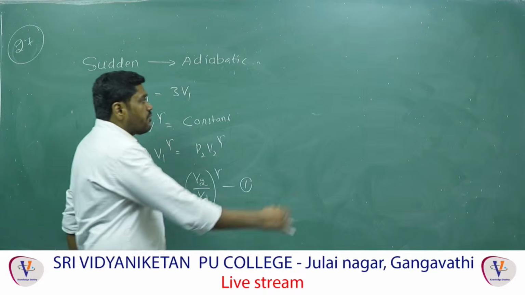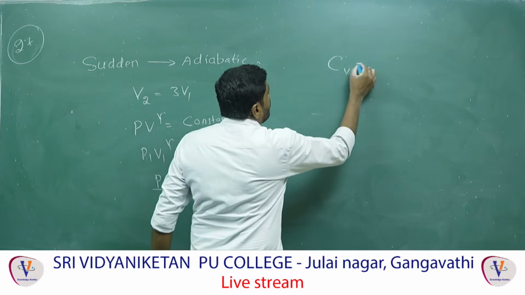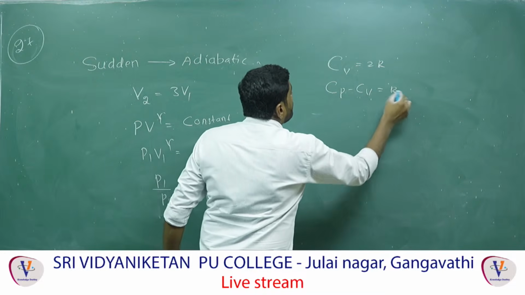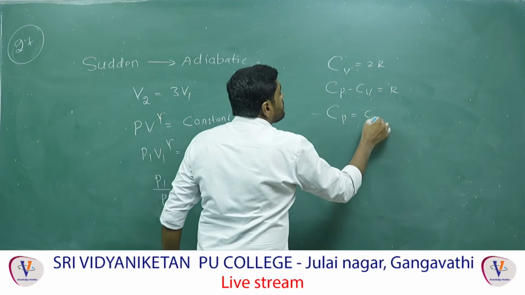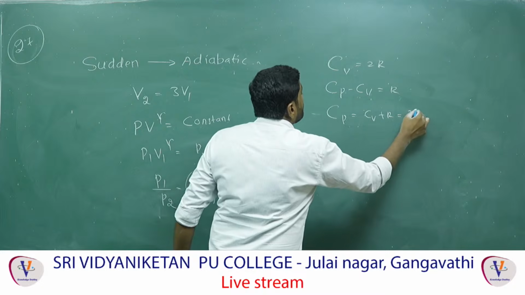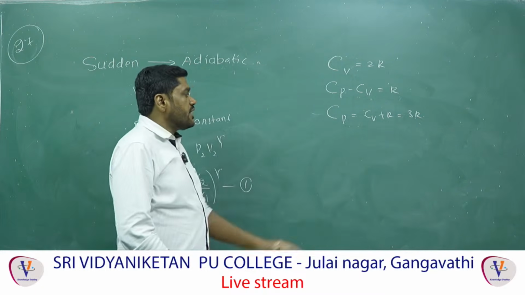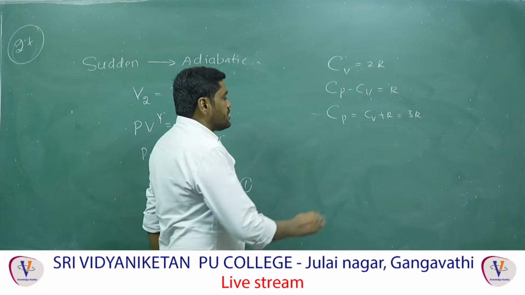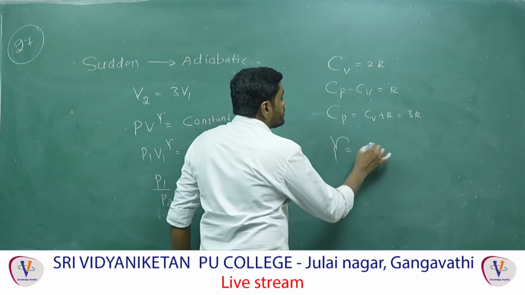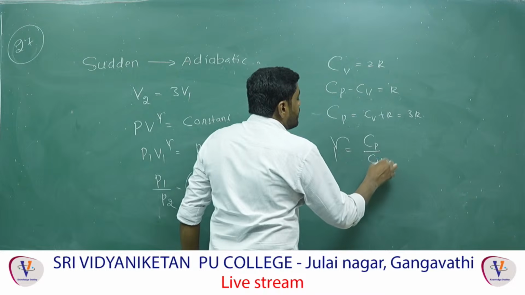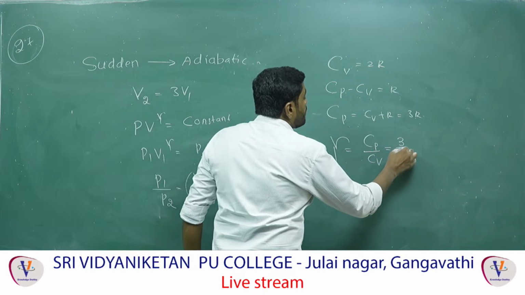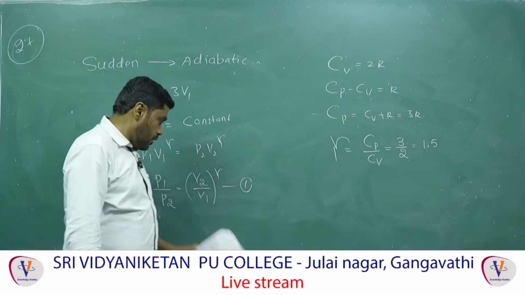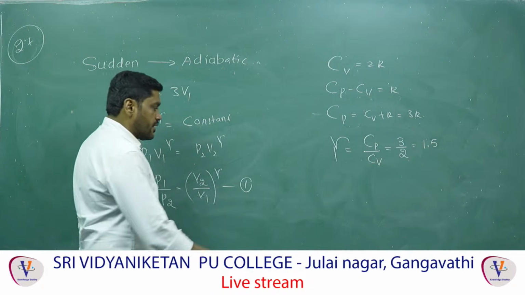Here they have given CV is equal to 2R, but you know CP minus CV is equal to R. Therefore CP is equal to CV plus R, and that is equal to 3R, because CV is equal to 2R and 2R plus R is equal to 3R. Therefore you can say gamma is equal to CP by CV is equal to 3 by 2, which is 1.5. Therefore, you substitute here and you can get the answer, the ratio.